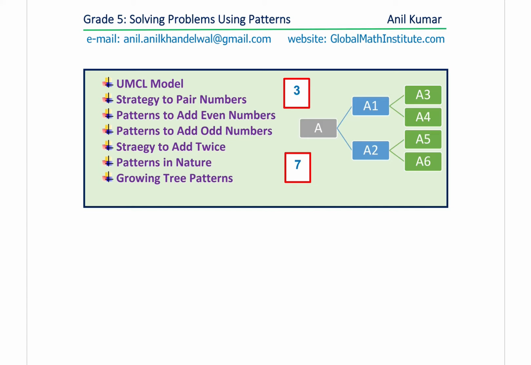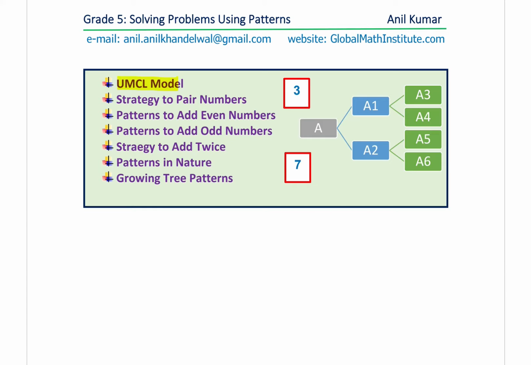Here is a lesson for grade 5 students on solving problems using patterns. We'll also understand a particular approach to solve these problems, and we are calling this approach the UMCL model. That's very important to understand. During school, in primary and middle schools, we follow this approach of UMCL. We'll try to understand what this model is, which helps us to solve many problems.